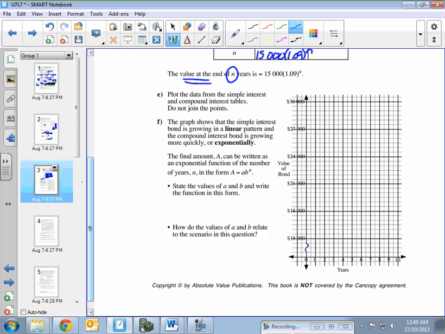So plot the data from simple interest first and then compound. So you're going to do both. I'll do simple interest in blue, and I'll do compound in green.